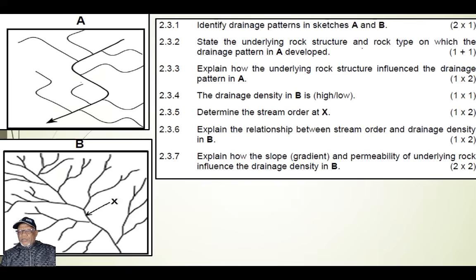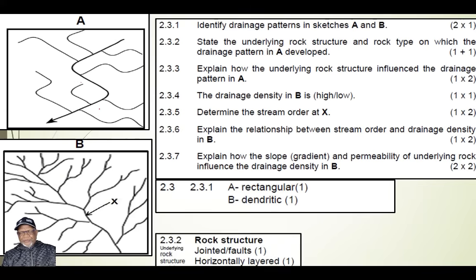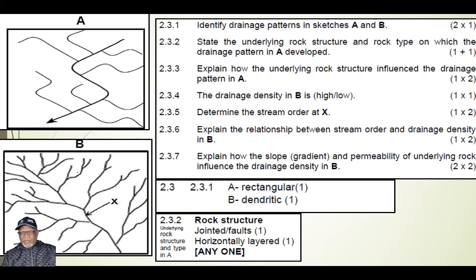State the underlying rock structure and rock type on which the drainage pattern A developed. So the underlying rock here is igneous rock that is jointed. It is igneous rock that is jointed. Jointed igneous rock or horizontal layered?